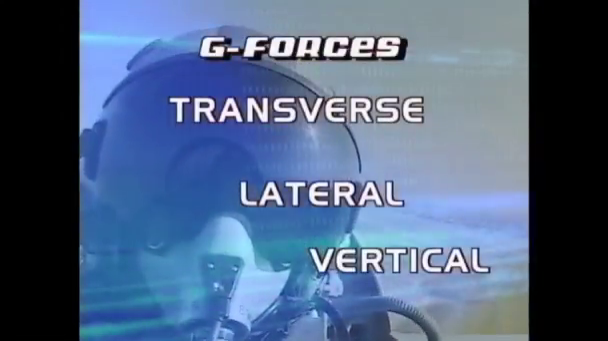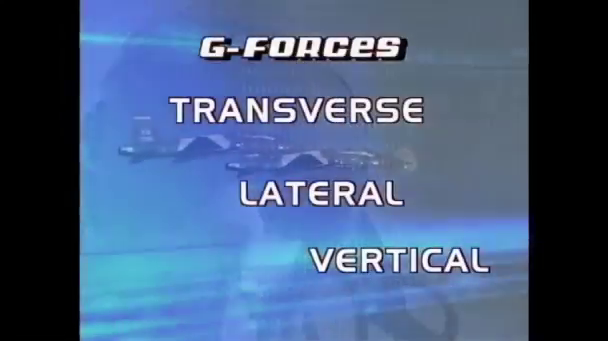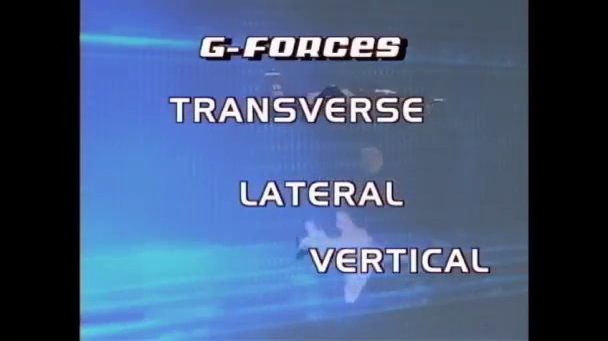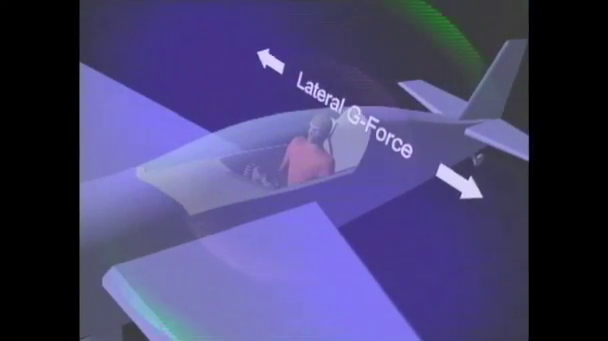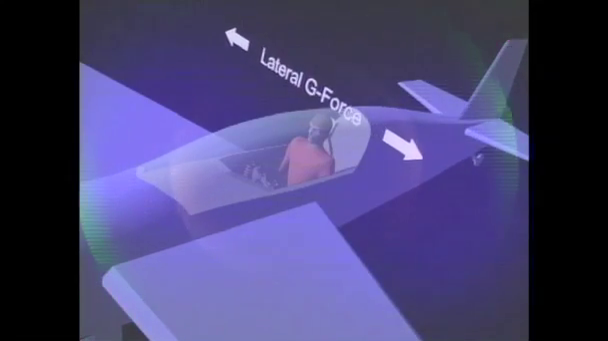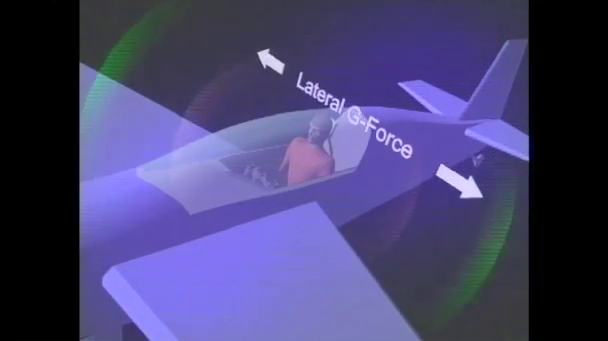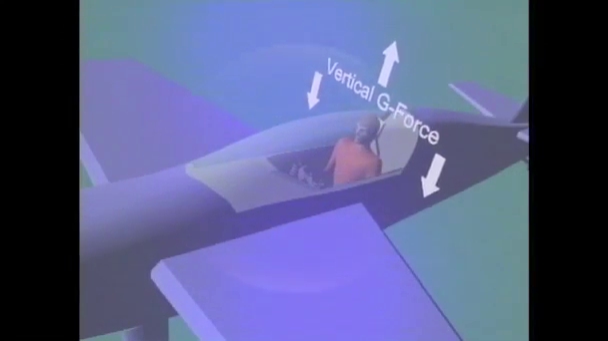There are three types of G-forces that have a significant impact on the body. Transverse Gs, defined as the acceleration force applied along the front to back axis of the body. Lateral Gs, defined as the acceleration force applied along the side to side axis of the body. And vertical Gs, defined as the acceleration force applied along the head to foot axis of the body.